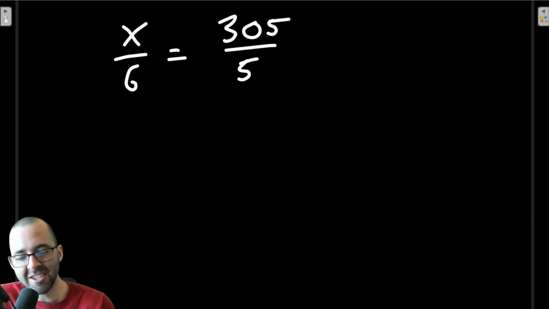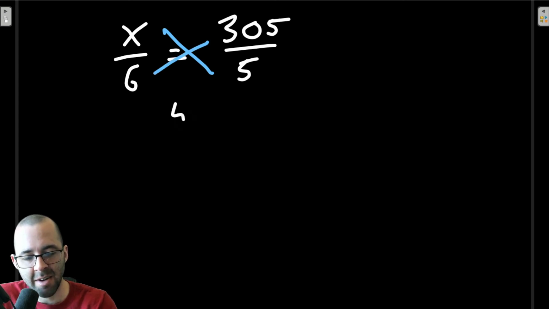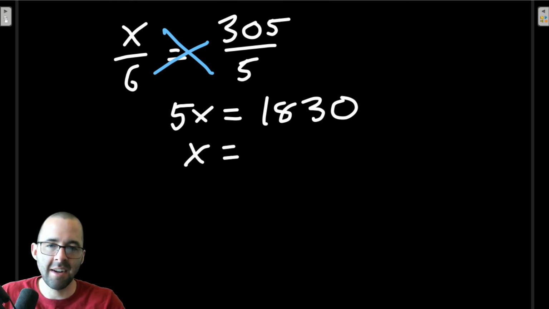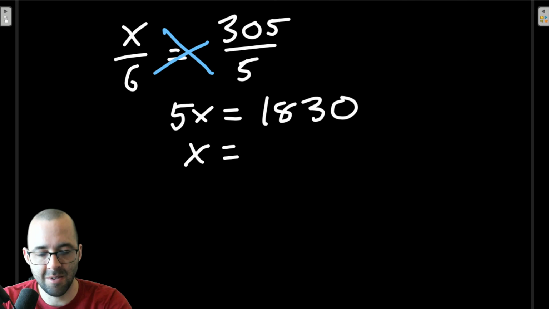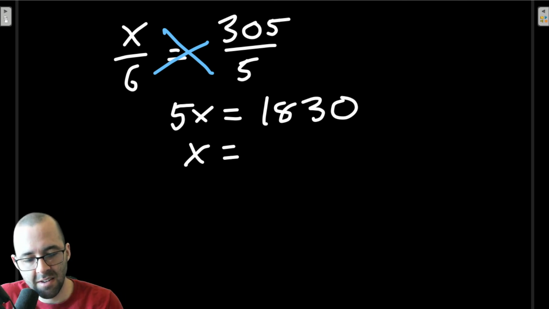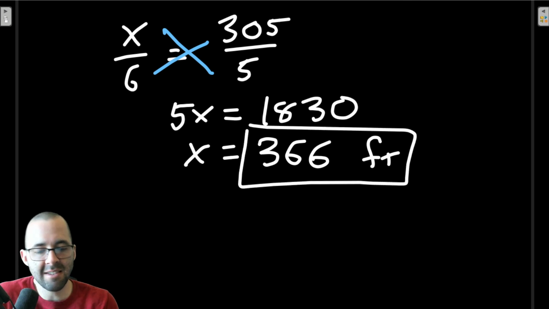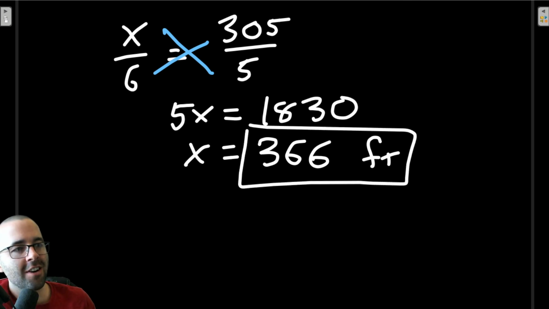And we just solve this. Let's cross multiply. So X times 5 is 5X. 6 times 305 is some number. 1830 maybe. Divide both sides by 5. And I don't want to do this in my head, so I'm not going to. 1830 divided by 5 is 366. The number of days in a leap year. And what are our units? Our units are feet. So the Statue of Liberty is casting a shadow 366 feet long.